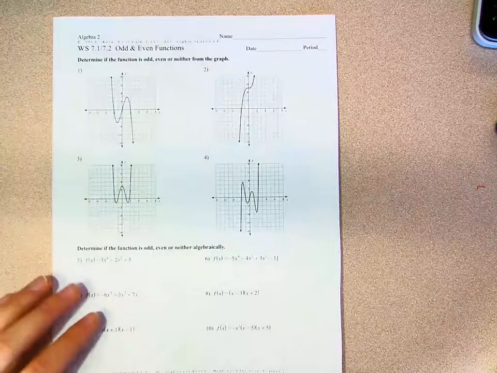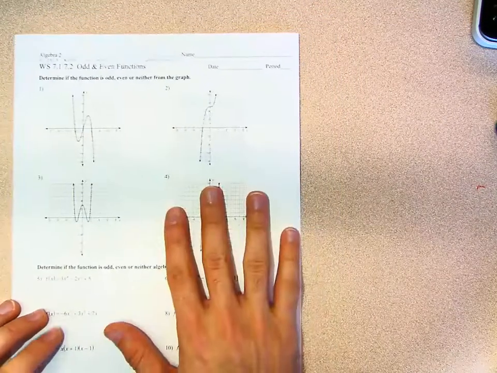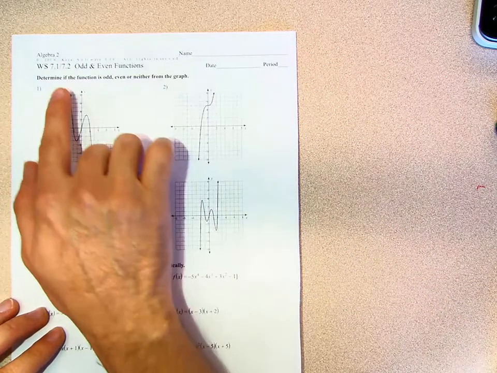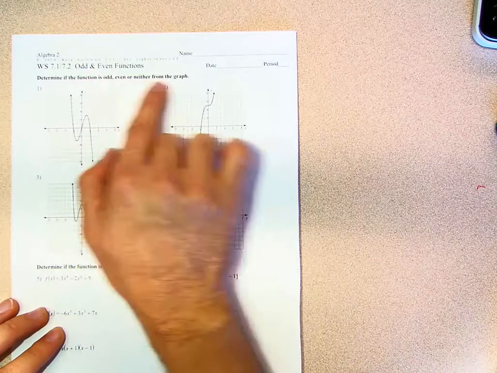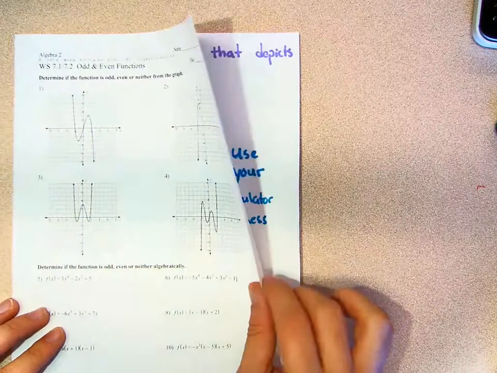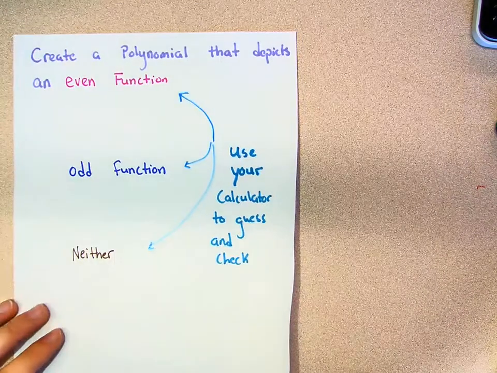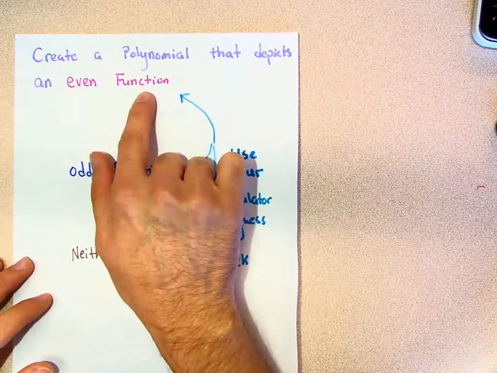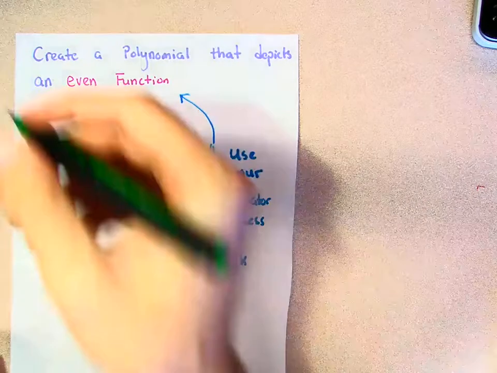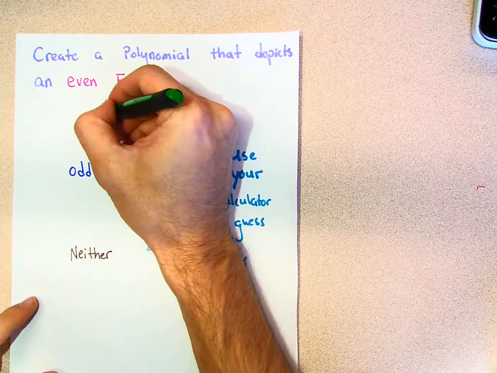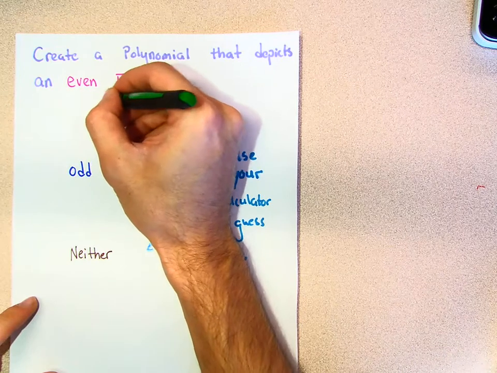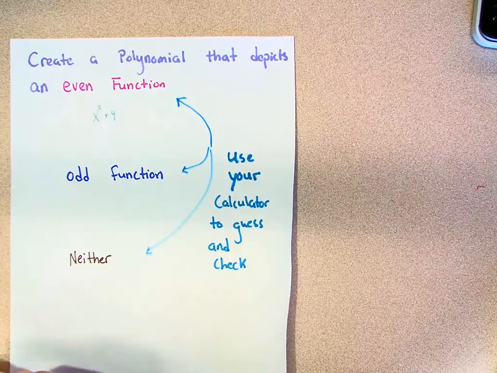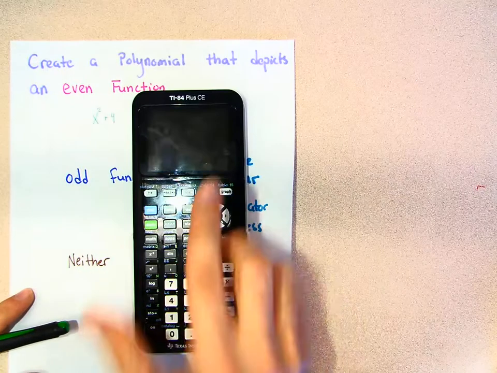So what I want you to do is take a second on this worksheet, just complete 1, 2, 3, and 4, and decide whether it's odd, even, or neither from the graph. And what I'd really like you to do is take your calculator. I want you to try and create a polynomial that is an even function. For example, I just know off the top of my head that something like x squared plus 4 is going to be an even function, just by the way it looks. So let's just take a look.